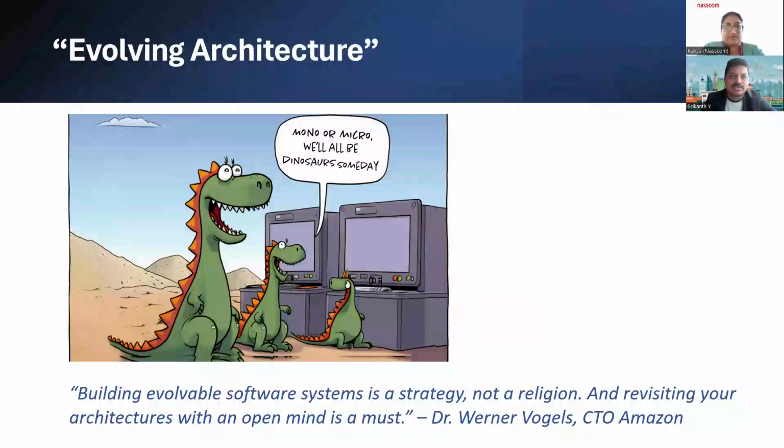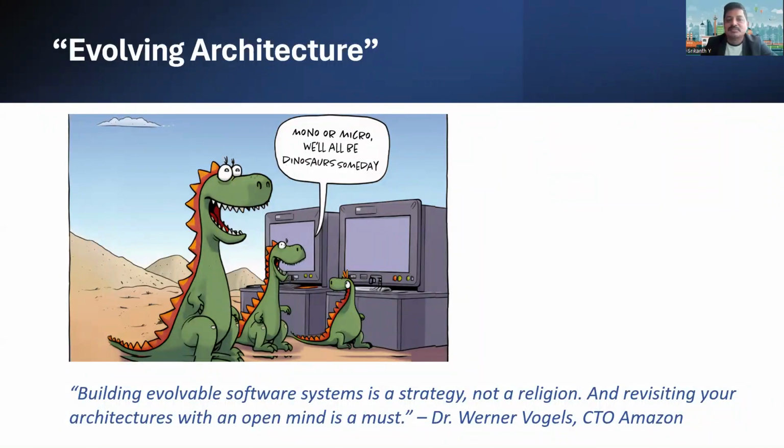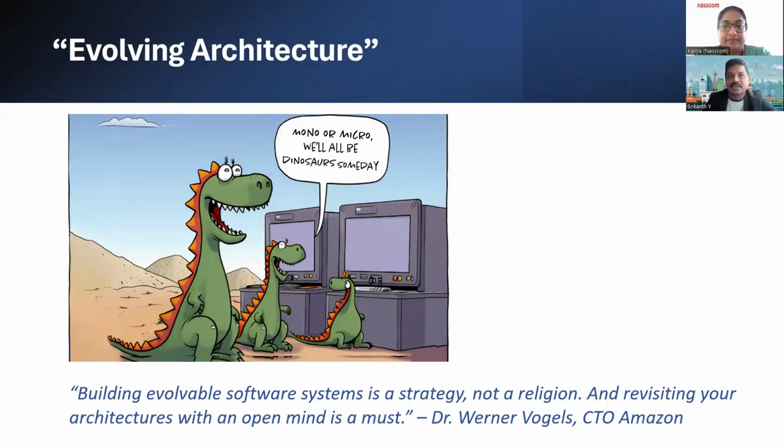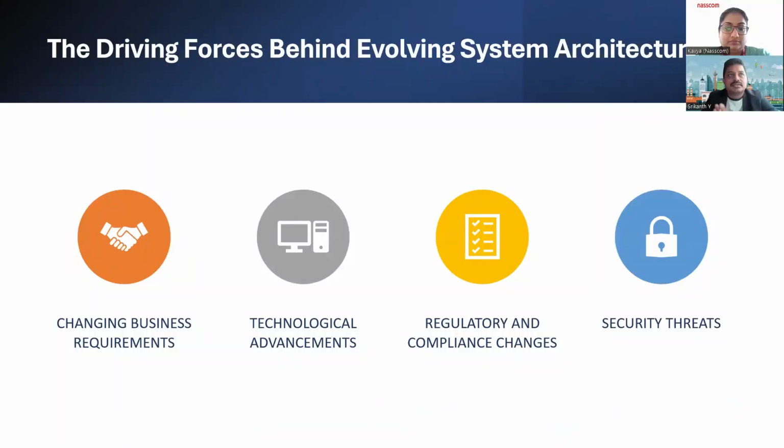And this is what I also keep cultivating in our teams: we need to revisit our architectures with an open mind. Whether it is monolithic or microservices, when it says we all will be dinosaurs someday, that means we will become extinct. So it's not a religion, it's a strategy. So keep setting this mindset for our people, our kids, whom you are teaching, that we'll have to revisit architecture. With AI coming into the picture, the whole landscape is changing very dynamically. So keep that in mind and think about this, right?